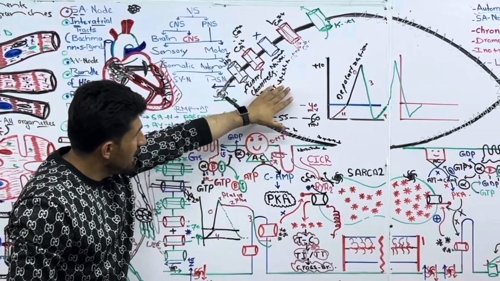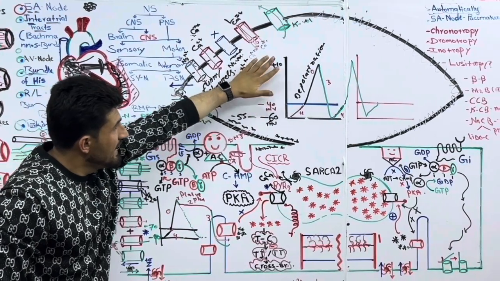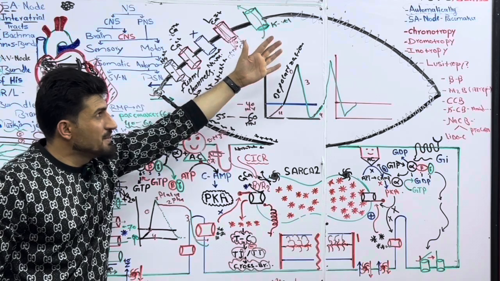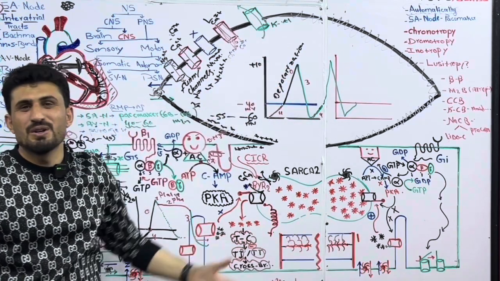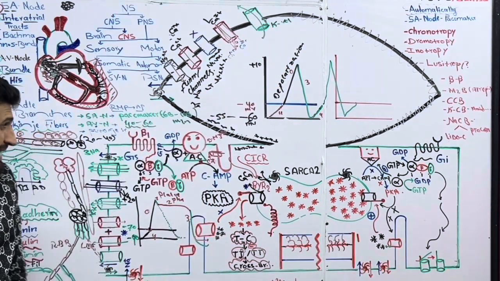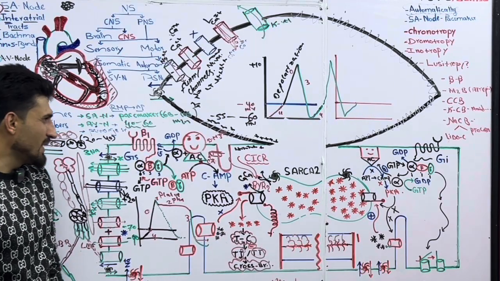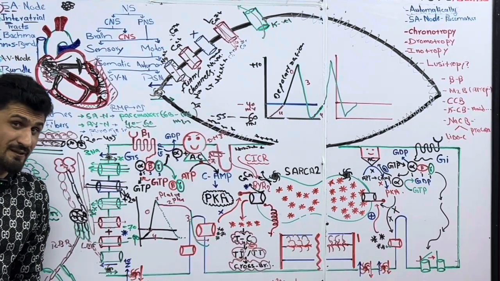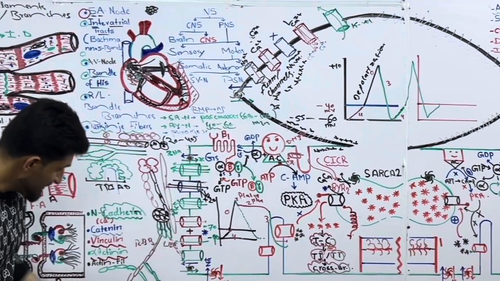So that's why I said before that the SA node acts as a pacemaker, and the SA node has a specificity of autonomic automaticity. Got it? Now, last but not least, before I talk about the sympathetic and parasympathetic nervous system effects on the heart, let me explain these graphs.